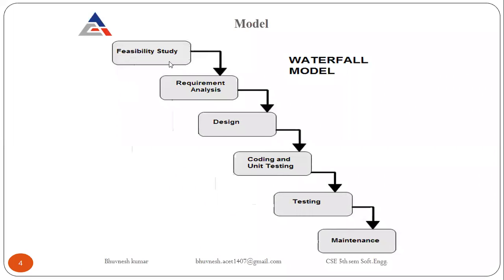Feasibility study is the first phase. Second is requirement analysis. First of all, requirement gathering and collection should be there, then the analysis. Then designing is there. After requirement analysis, we have to create a design. After designing, we have to create the code, which is also called unit testing. Then testing is there. In testing, we will perform integration testing as well as system testing. Then last is your maintenance.